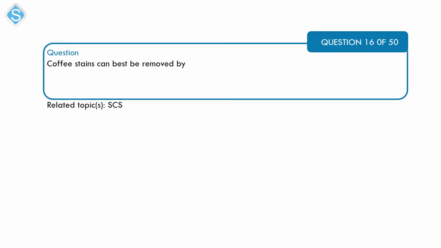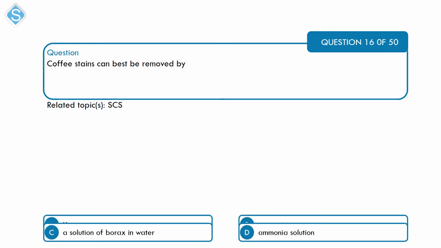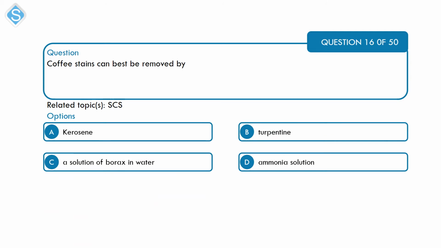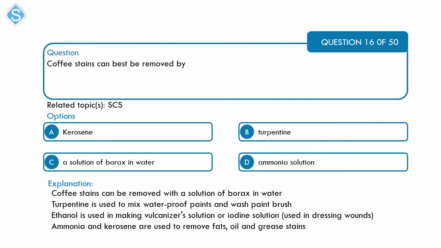Okay, this is a question on solution, colloids, and solubility. Coffee stains can best be removed by A. Kerosene, B. Turpentine, C. A solution of borax in water, and D. Ammonia solution. So all of these options are, of course, different solutions. However, coffee stain is removed with a solution of borax in water.